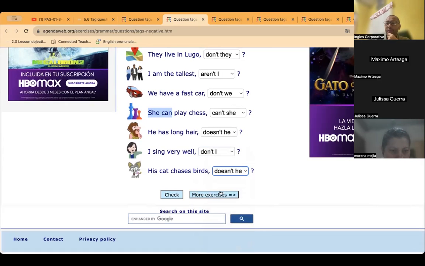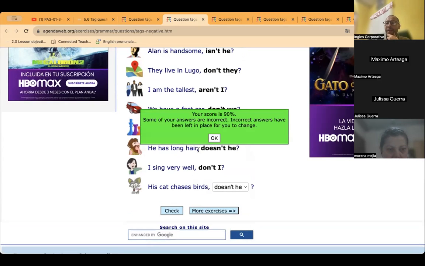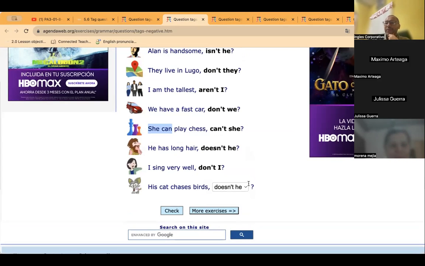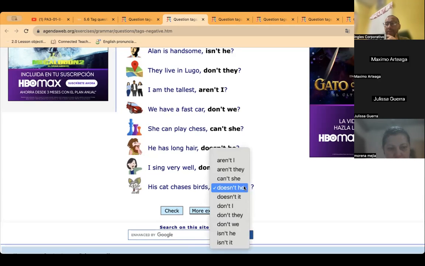Almost correct. Almost correct. The last one, no. Why not? What is the correct one for the last one? Can you spell the option, please? His cat chases deer. His cat. Doesn't it? No.